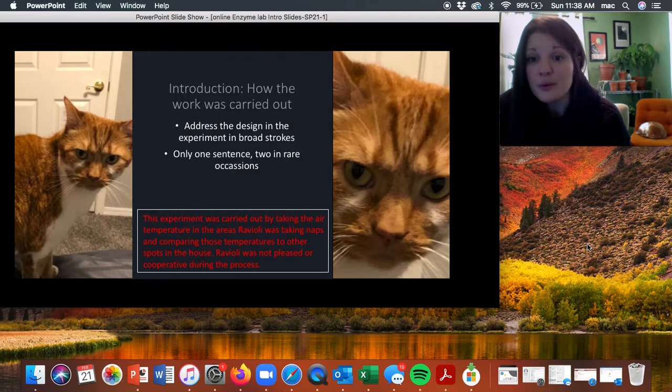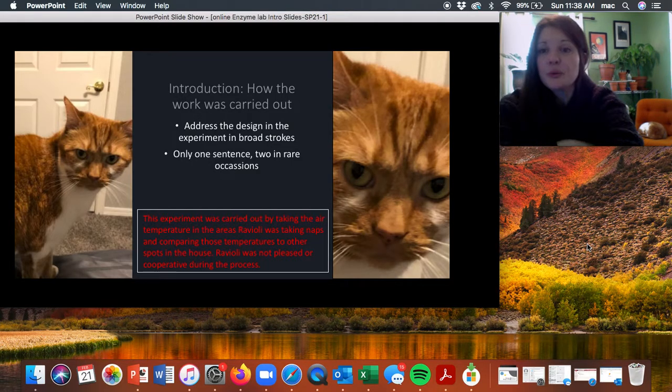Okay, so how the work was carried out. This is the last thing in the introduction that we want you to focus on. So address the design of the experiment in broad strokes. This doesn't mean give me all the details. That's for methods. And I know that's a confusing thing, because we want to talk about how the work was carried out, but it's more like the procedures, like how much of each liquid did you use, or how long did you test each sample for, all the minutiae like that.